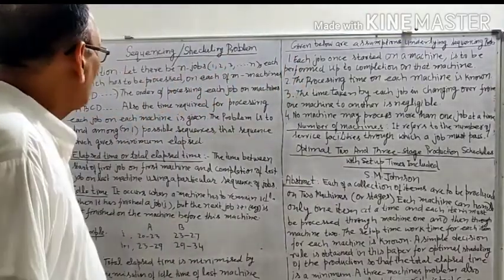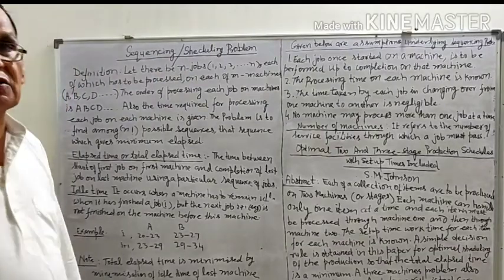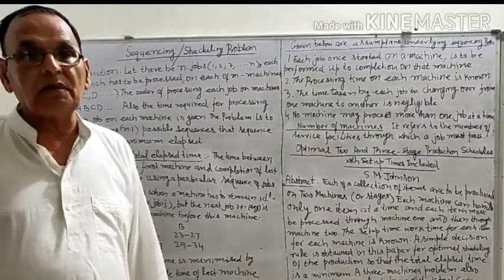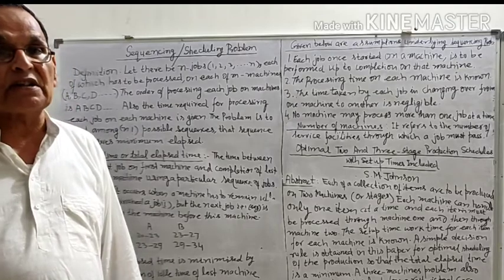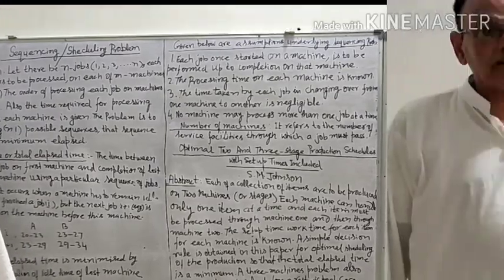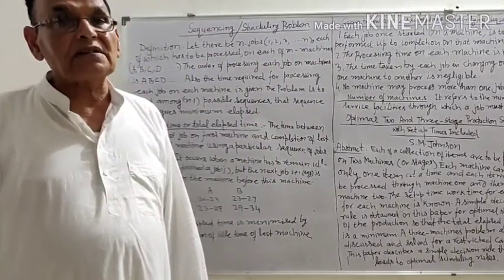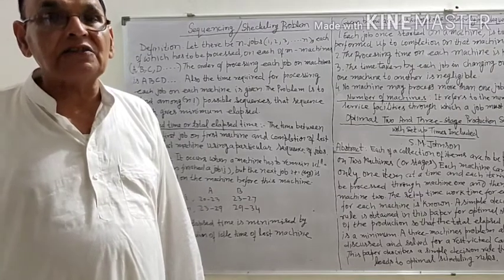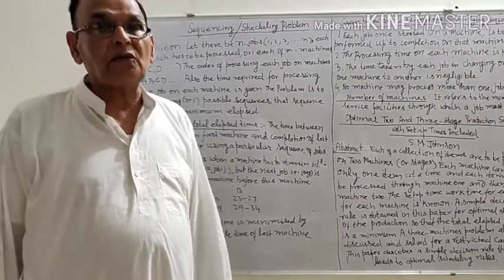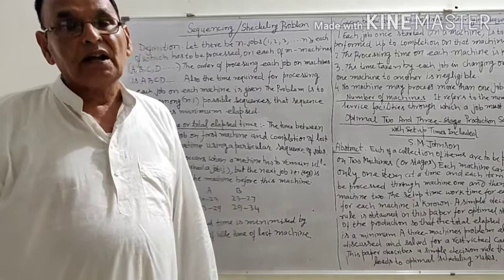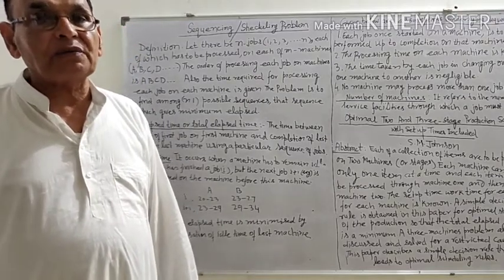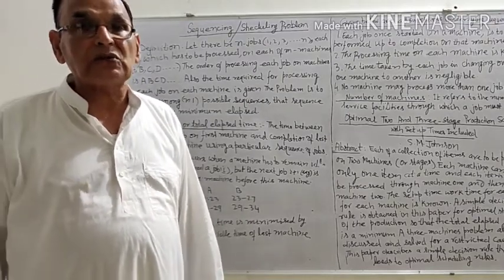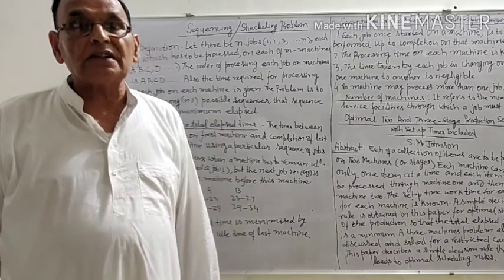Sequencing or scheduling problem. If there are n jobs and they are to be processed on m machines, each job is to be processed in a given fixed order. Order of machine is fixed, and we have to find the order of the jobs. And for finding the order of jobs, our objective is to minimize the total elapsed time.